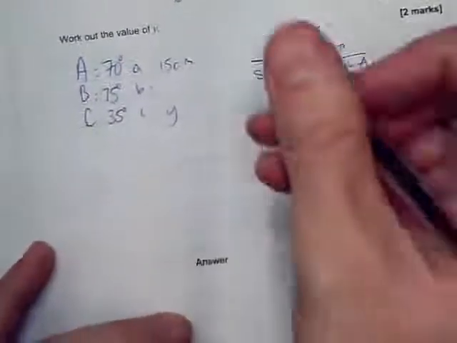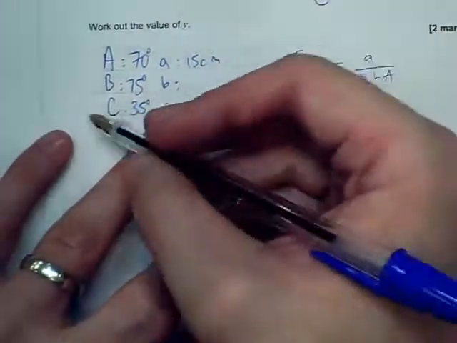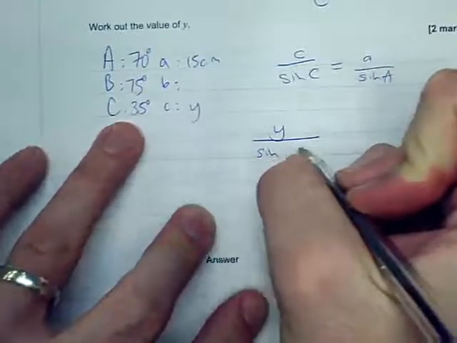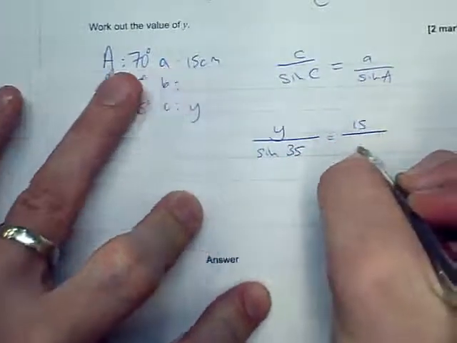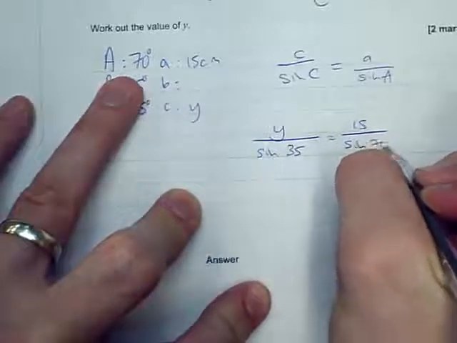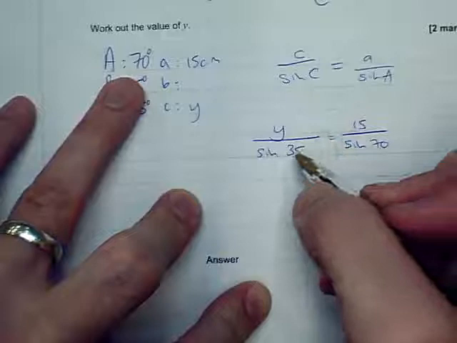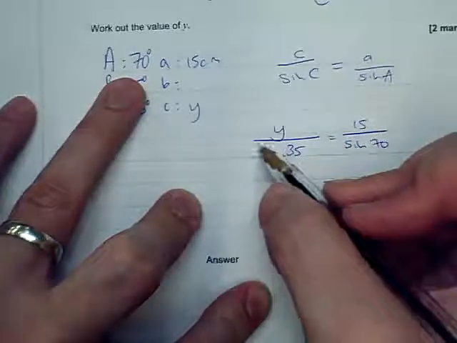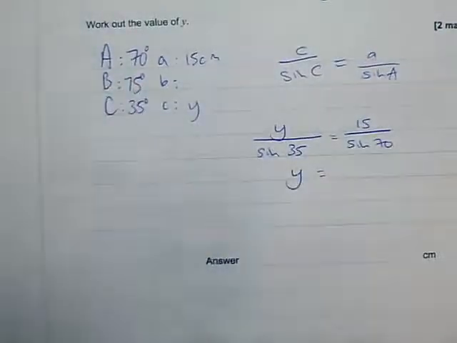So let's write in what we've got. The other good thing about having it in the table is it makes it easy to work out what your values are going to be. So it's y over sine 35, that equals 15 over sine 70. And now, like solving an equation, I can multiply both sides by sine 35. So type that into my calculator, multiply it by sine 35, and that tells me what y is going to be. So let me just do that.